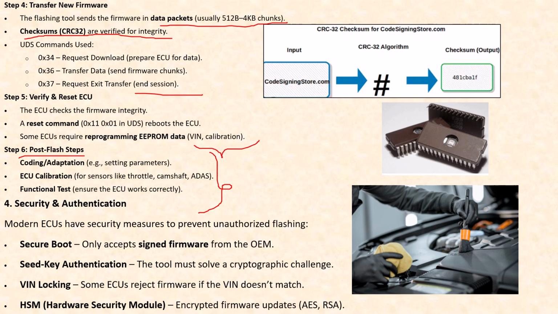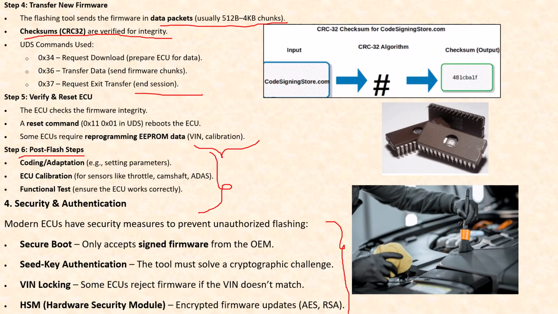Now let's briefly touch upon security and authentication. Most modern ECUs have security measures to prevent unauthorized flashing. Moreover, most of the OEMs take every precaution to ensure unauthorized flashing doesn't happen. They ensure that no unauthorized person can download or inject any unacceptable software into the ECU. First is secure boot, which only accepts firmware signed by the OEM. Next is seed key authentication. The tool must solve a cryptographic challenge.